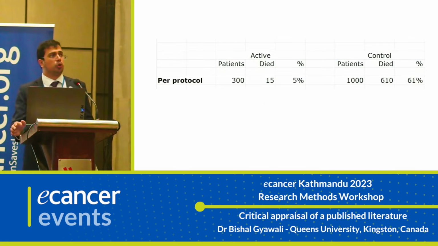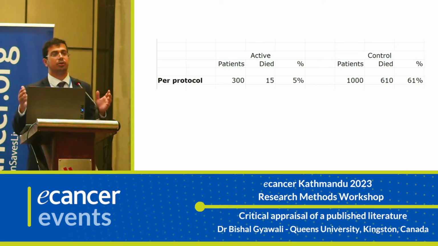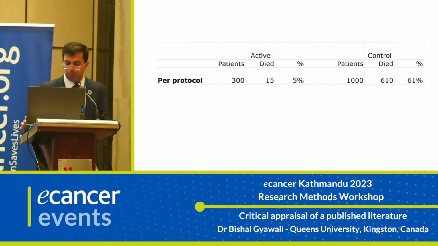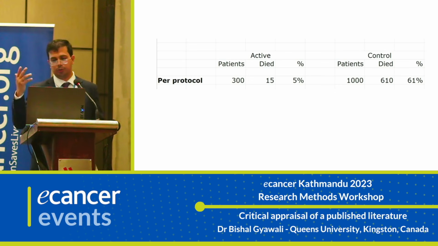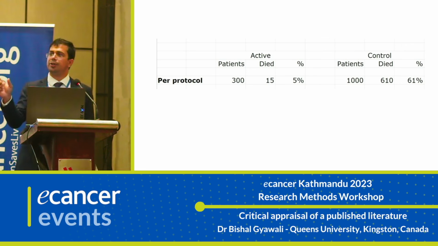So what does per protocol analysis mean? Per protocol means you will analyze only those patients who received, per protocol, the exact whole treatment that you wanted to give them. Per protocol, what the protocol says. So in this case, control is, of course, 1,000 patients, 610 died, so 61% died. But if you look at the drug arm, only 300 patients completed the protocol treatment. So you are taking only those 300 patients, and only 15 of them died. So it's like only 5% died.